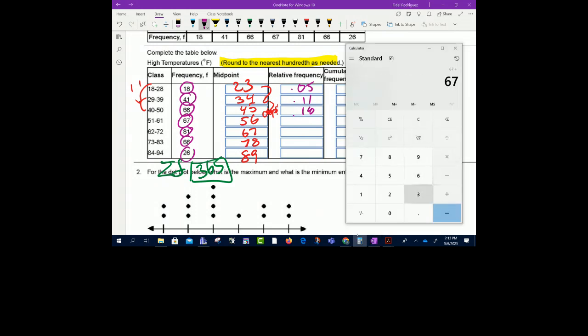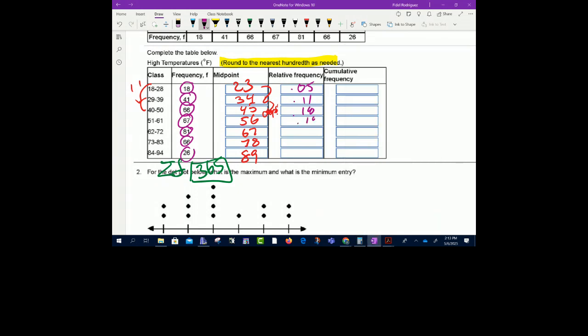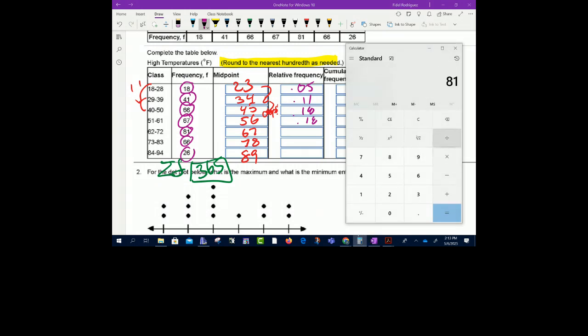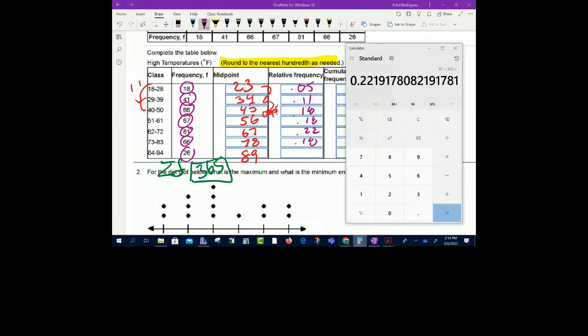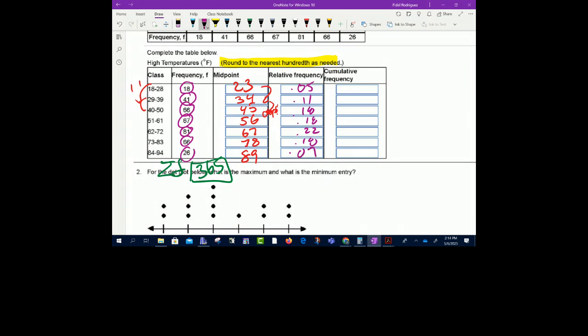67 divided by 365, 0.18 again. 81 divided by 365, 0.22. And didn't we already do 66 before? And we got 0.18? And now we have 26, right? 26 divided by 365 and 0.07. Here we go. Okay, much better.